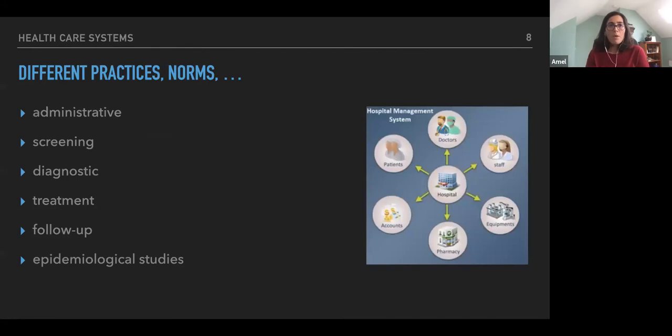When we talk about low and middle income countries and adapting tools and data science methods in this context, we're also talking about a very different public health system context where we have very different norms and practices, starting from the administrative process to treatment, epidemiological studies, etc.